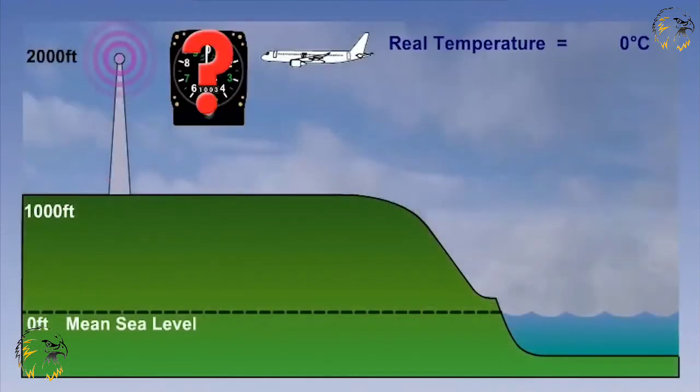Let's say we have an aircraft that's flying level towards a very tall mast which is shown to be 2,000 feet above mean sea level. The temperature is 0 degrees Celsius. What would the altimeter indicate with QNH set?